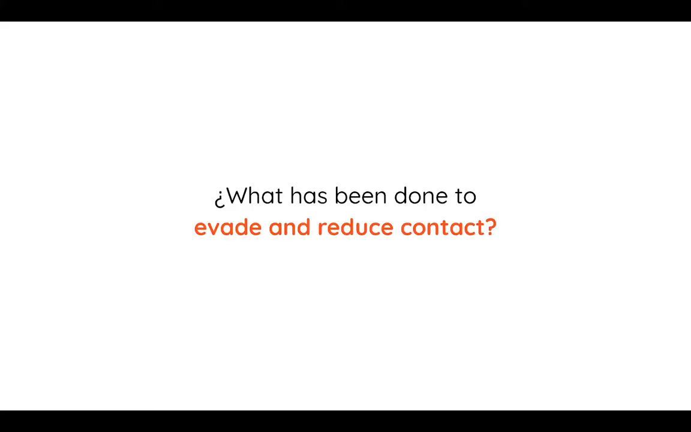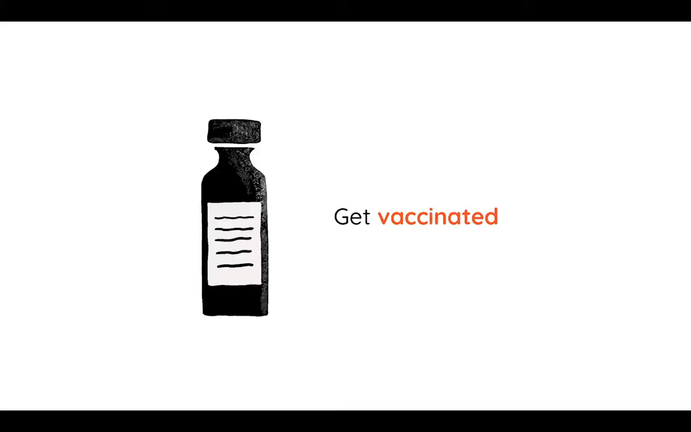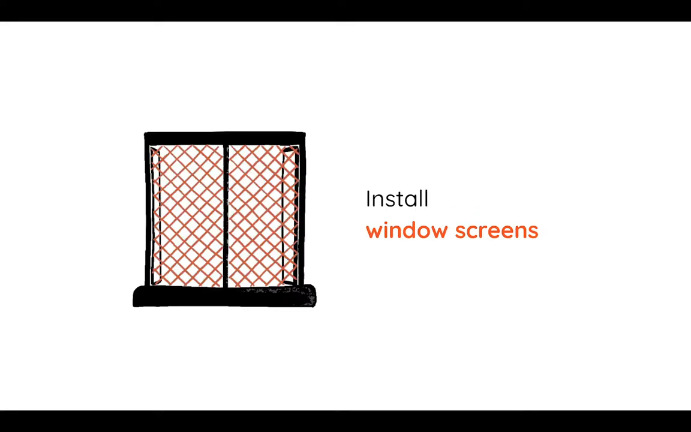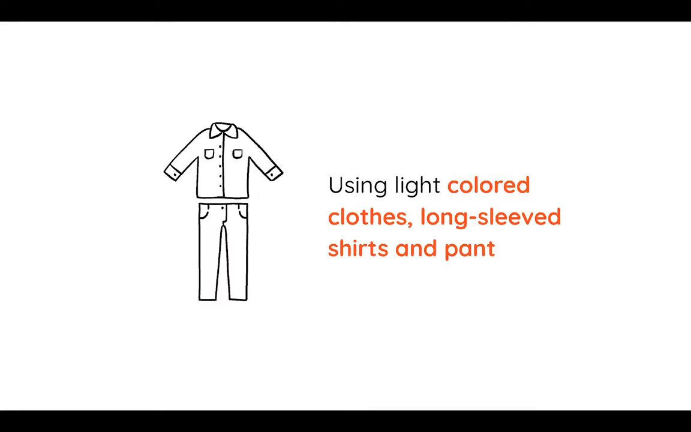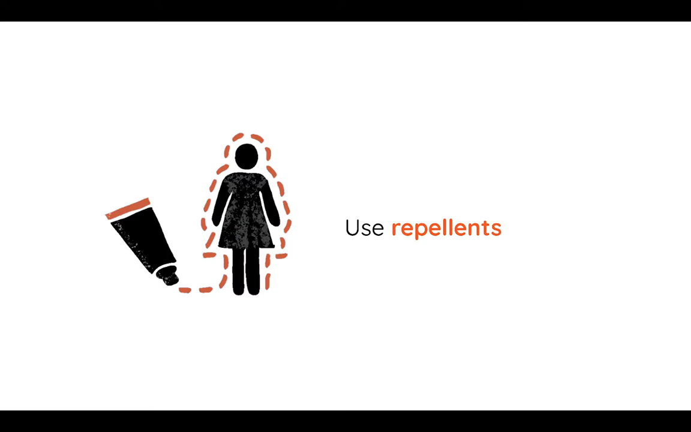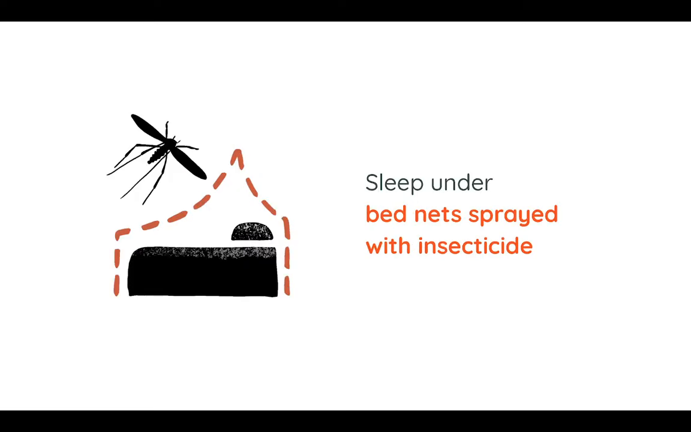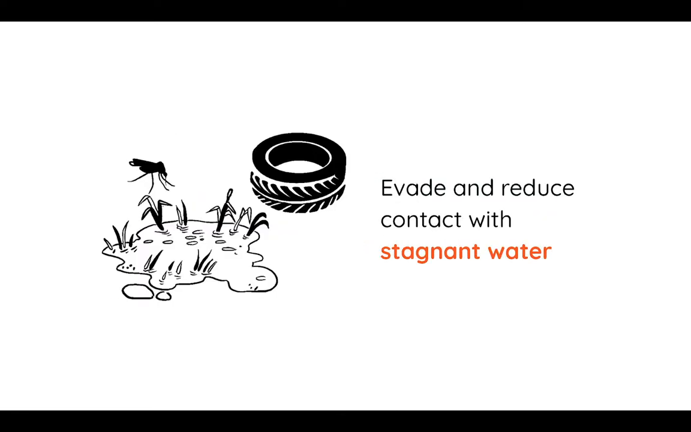then bites us. So, what has been done to evade and reduce contact? We get vaccinated, we install window screens, we use light-colored clothes, long-sleeve shirts and pants, we use repellents, sleep under bed nets sprayed with insecticide, we evade and reduce contact with stagnant water.